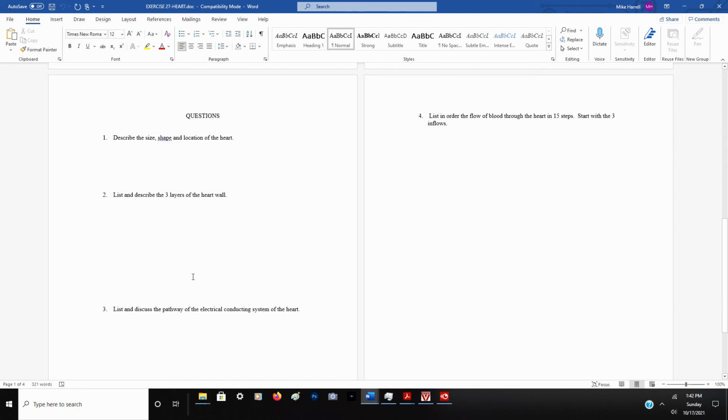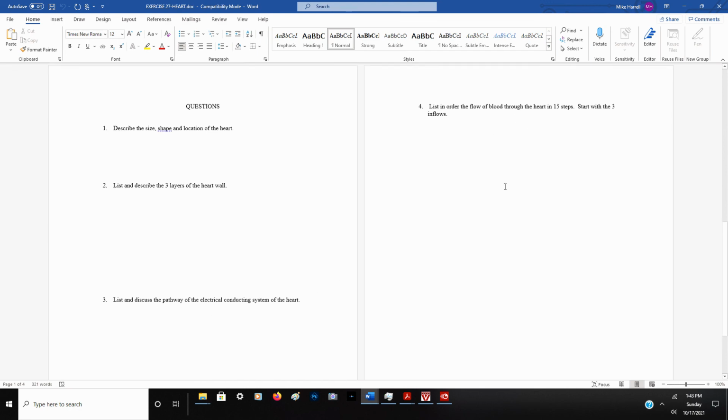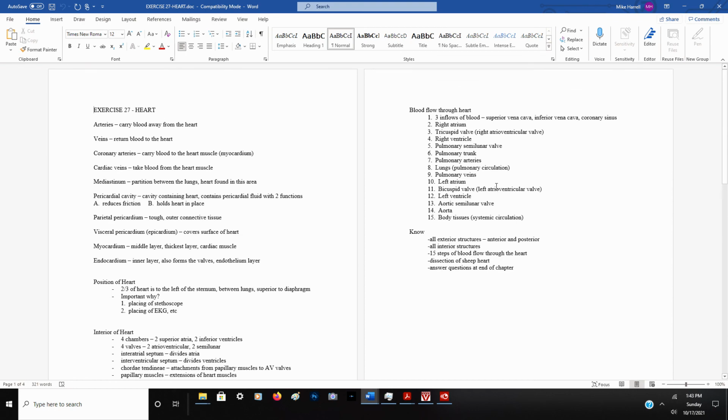We looked at the 3 layers of the heart wall, and soon enough we're going to look at the electric conducting system, and then we looked at the 15 steps of blood flow through the heart right up here too. So get you started on some of your basic heart information. We'll get to much, much more further along.